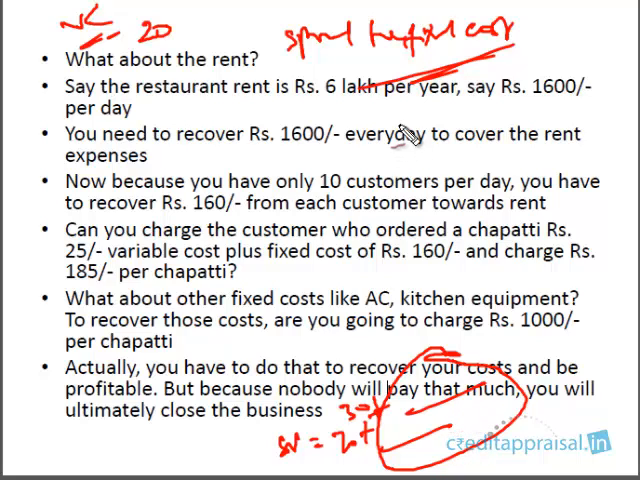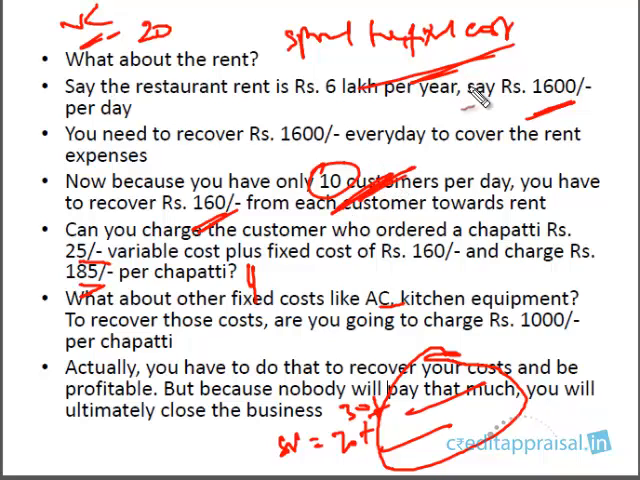Unless you have a large enough customer base, you are not able to spread the cost over a large number of customers. In this example, we had only 10 customers. So every day you have to recover rent 1600, which means per customer you have to recover 160. Now you can't charge that from a customer who has come to buy your roti. 25 is already the variable cost, and now you are charging 160 to recover the rent from this customer. 185 per chapati. Is it feasible? No. And what about the other fixed expenses? This is just the rent. What about the AC? I mean, this is not a scenario you want to work out, right? And that's why this restaurant is going to close business very soon, because it's not generating enough customers.